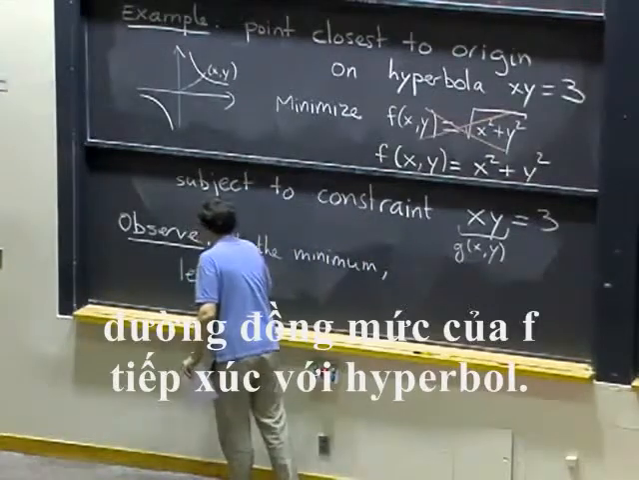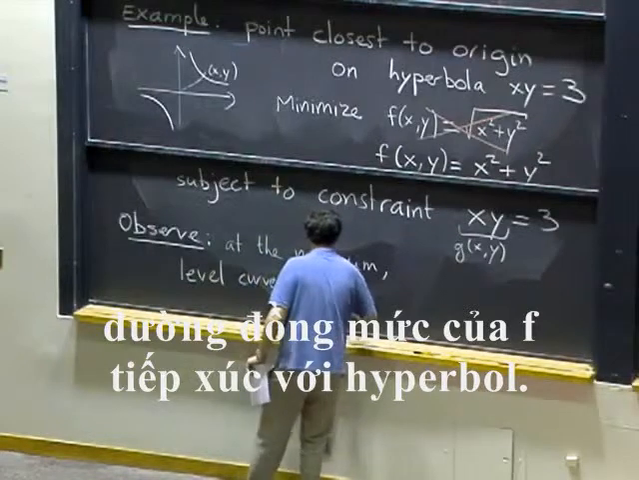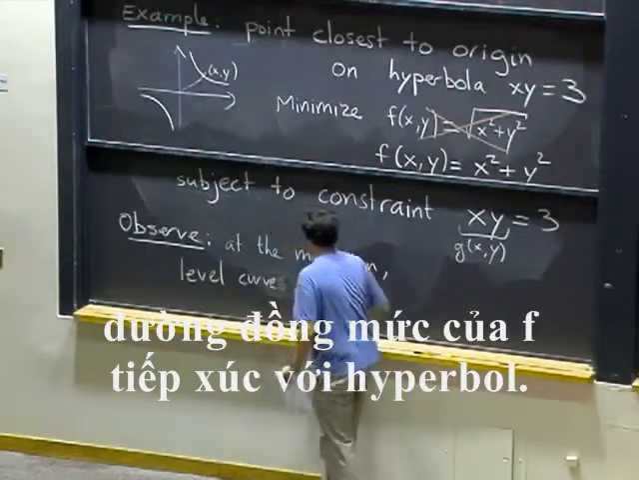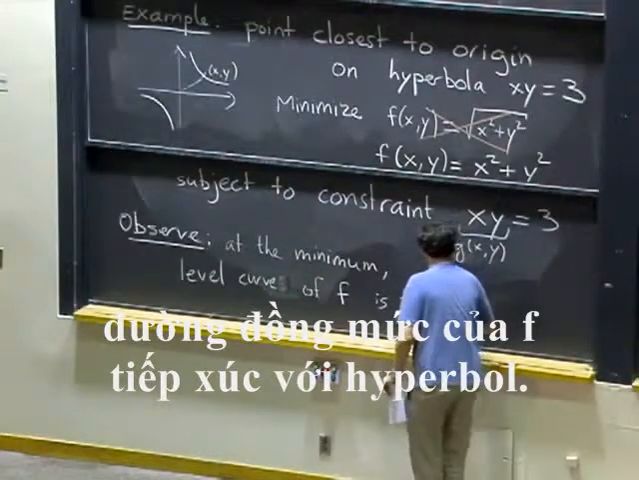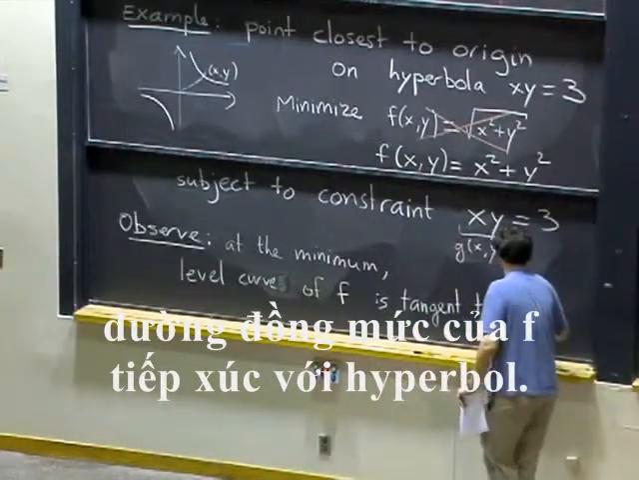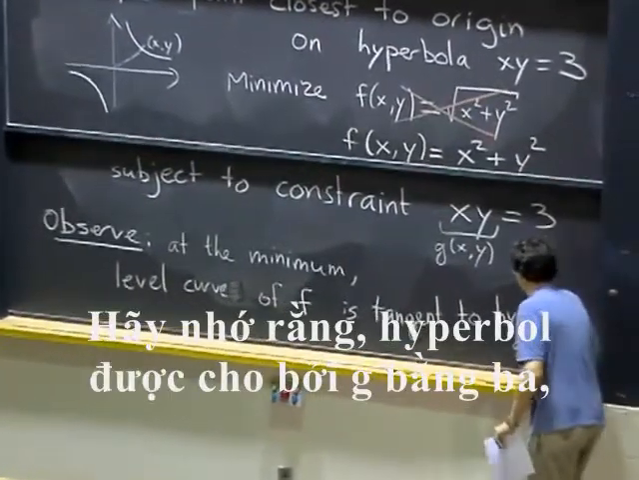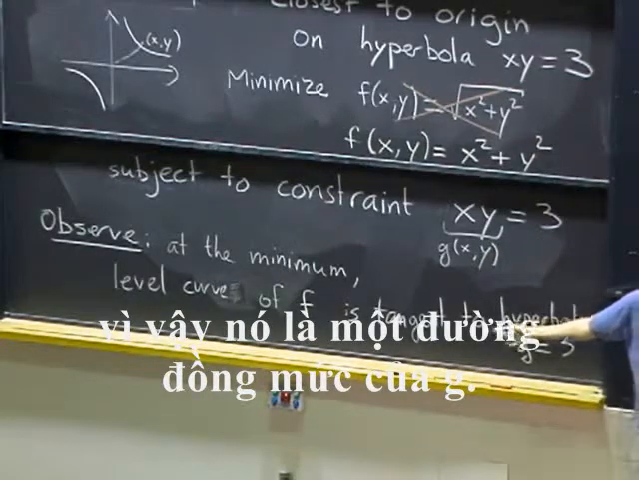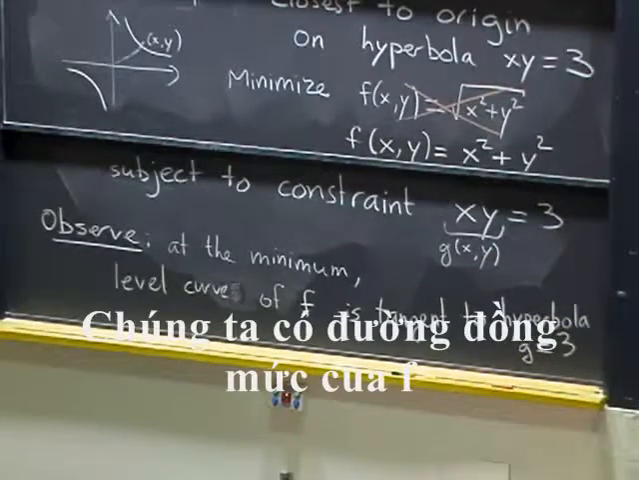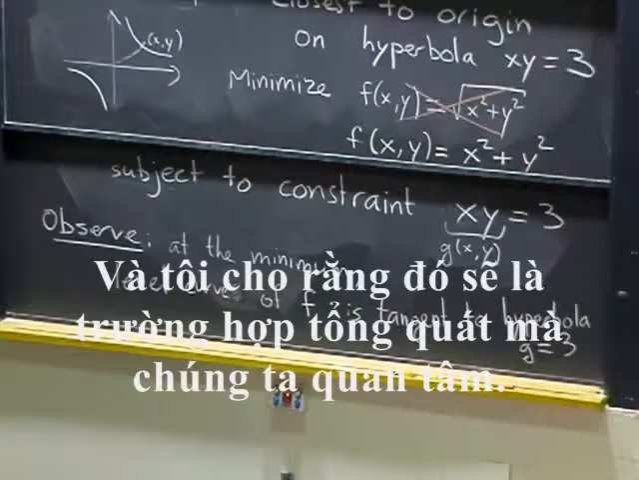The level curve of f is tangent to the hyperbola. And remember, the hyperbola is given by the equation g equals 3, so it's a level curve of g. Okay, so we have a level curve of f and a level curve of g that are tangent to each other. And I claim that's going to be the general situation that we're interested in.